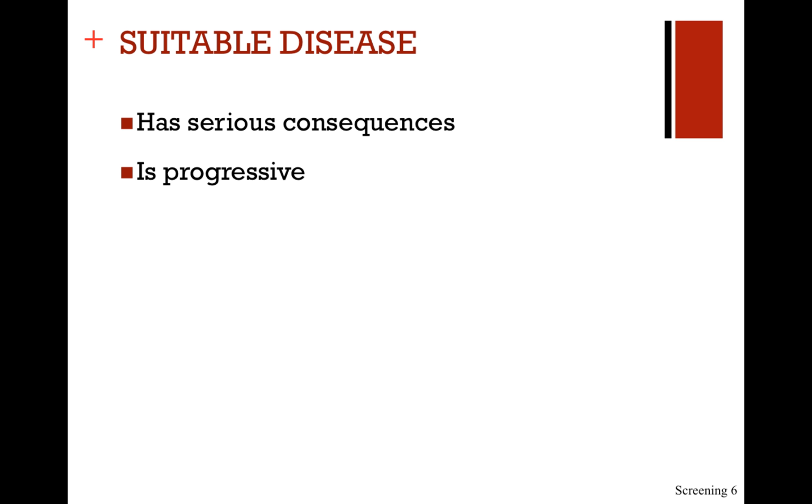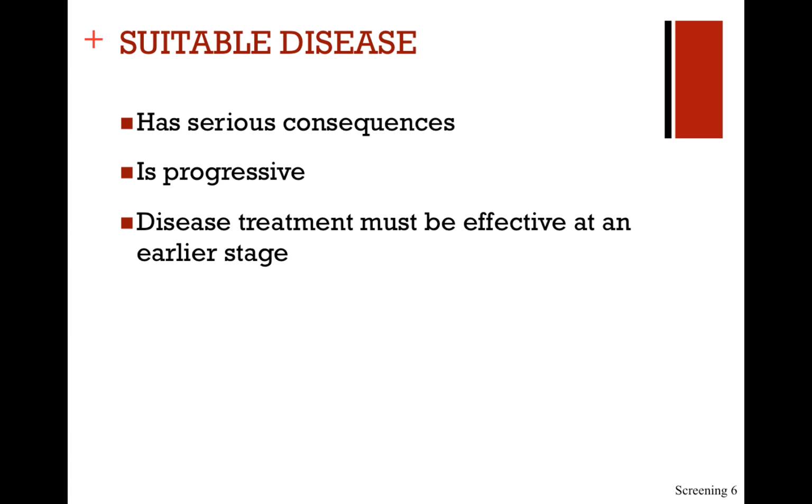And so what do we mean by a suitable disease? Well, a suitable disease has to have serious enough consequences. It needs to be progressive, meaning that it can get worse over time. There must be evidence that treating the illness at an earlier stage has an impact. So if we're just finding the disease earlier but we can't treat you, that's unethical. We're just telling you you have it longer. It's not actually helping you.